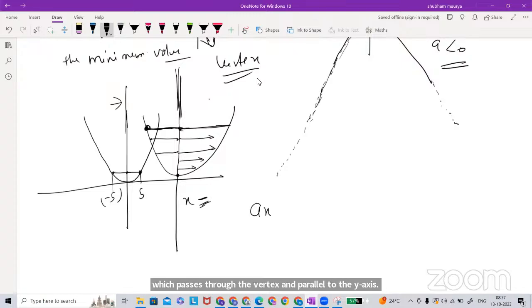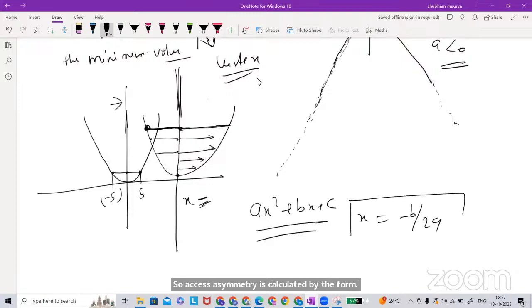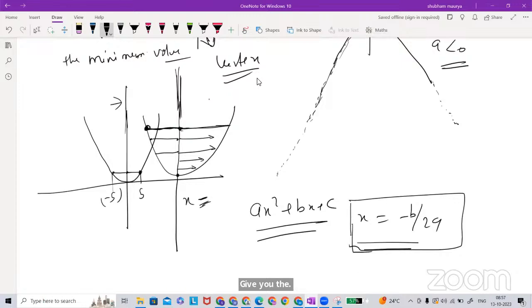Now if you have a parabola, ax square plus bx plus c, the axis of symmetry is calculated by the formula x is equal to -b/2a. I'm not going to give you the proof of it. This line is actually this one for any general quadratic.